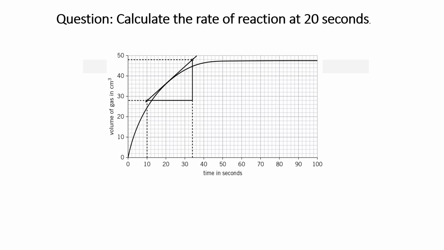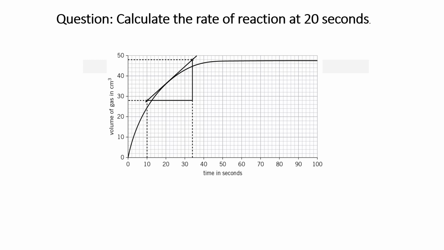All we've calculated so far is the overall mean rate of reaction. But for your exam, you also need to be able to calculate the rate of reaction at a specific point in time. So let's look at this question. Calculate the rate of reaction at 20 seconds. So to do this, we need to be able to calculate the gradient of the line above 20 seconds.